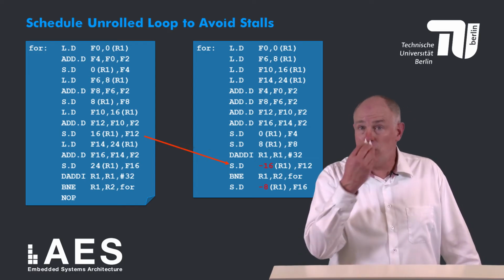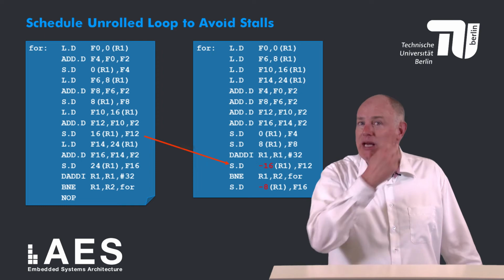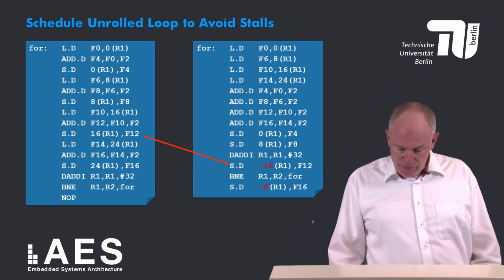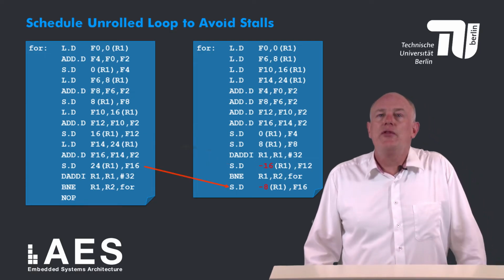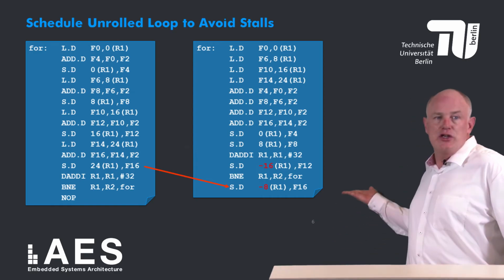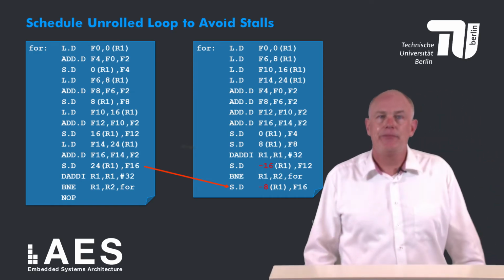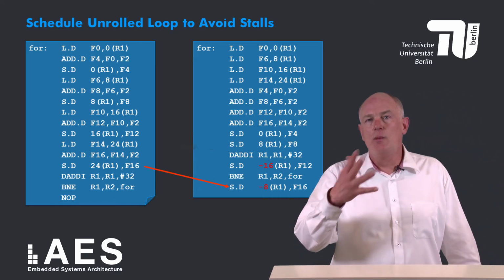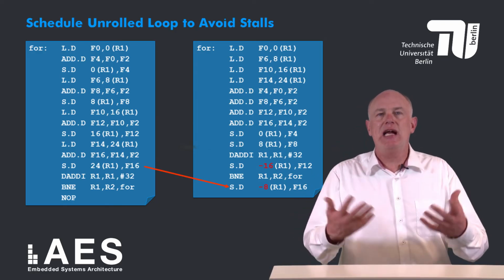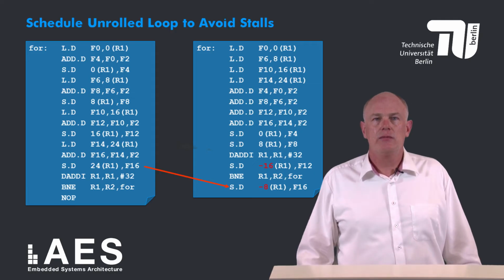Again, we have to adjust the offset of the store because now it occurs after the add immediate. And finally, we move the 4th store in the branch delay slot, also with an adjusted offset at the bottom. So we see that loop unrolling combined with register renaming enabled us to schedule the loop without stalls.